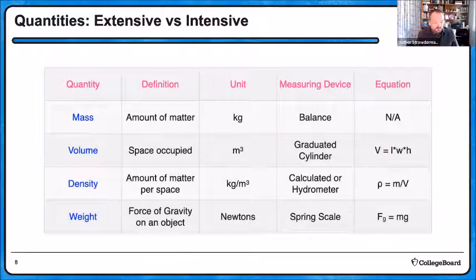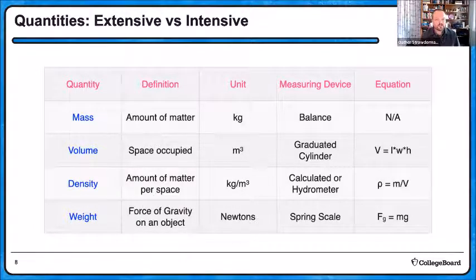So I've got some quantities here that are important for the fluids unit. And a lot of these are quantities that we know about, but there may be units that we'll use in AP Physics that aren't units that you use in chemistry class, for example. If you're one of those jack of all trades that's teaching chemistry and physics, you'll notice that there's a little bit of a difference as far as unit selection goes for some of these quantities.